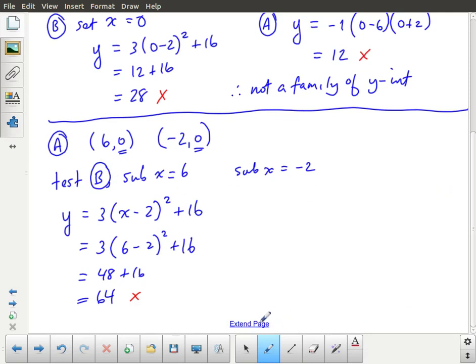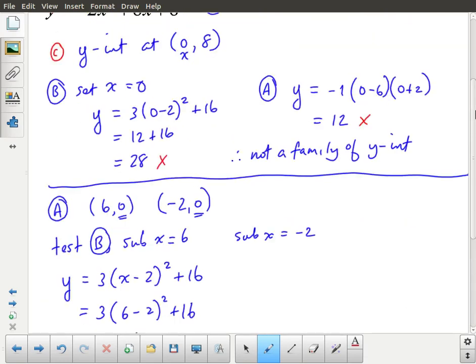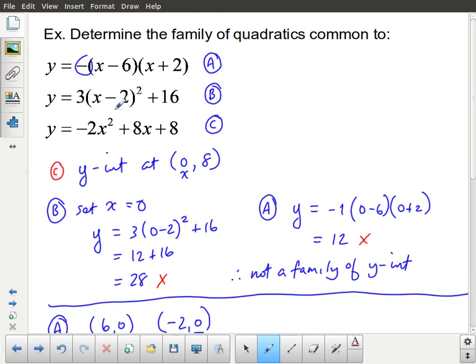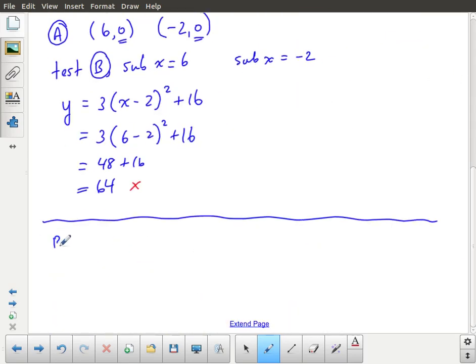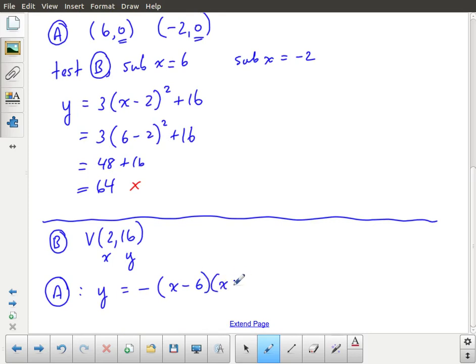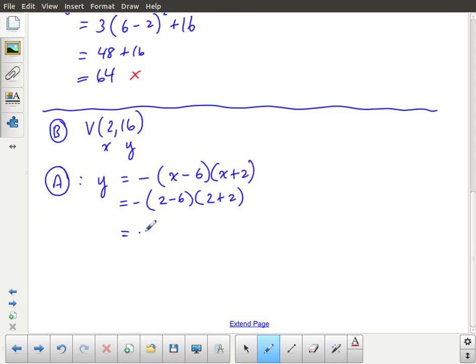All right, now let's finish this up. Now I need to do the vertex. The vertex is at (2, 16), and that's coming from relationship B. It says there's a vertex at (2, 16). So I'm going to sub this x and look for this y. What does relation A look like when I sub this in? I get y equals, and I believe it was negative (x - 6)(x + 2). Instead of x minus 6, I do 2 minus 6, and instead of x plus 2, I do 2 plus 2. I end up with negative (-4)(4), and negative negative positive gives me +16.